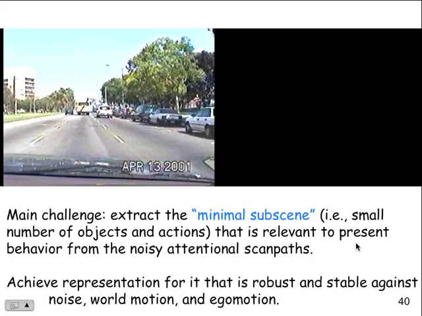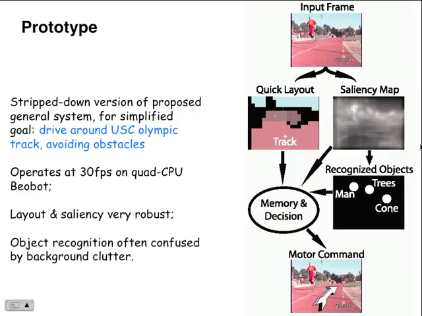Now the main challenge is to extract the minimal sub-scene, the minimal pieces that we need, or the small number of objects and actions. Here's the given big scene, and we're going to represent the behavior from the noisy attention span paths. Regardless of the terminology, what we're going to do is take the behavior here and analyze it in a way that we can represent it. So this is the knowledge representation part of it. We achieve a representation that is robust and stable against the noise and the world motion and everything else associated with it.